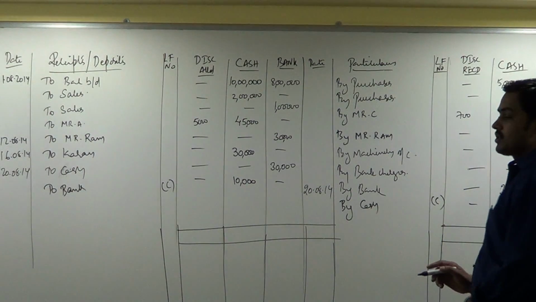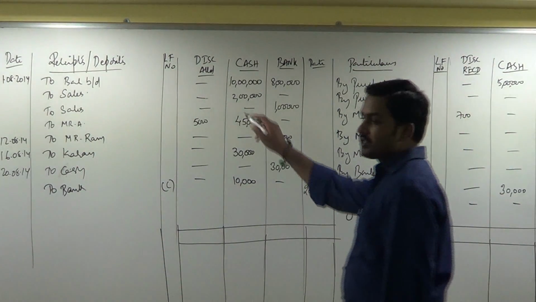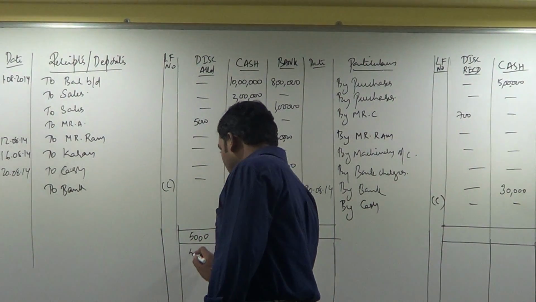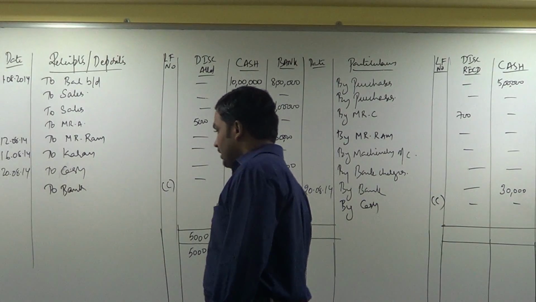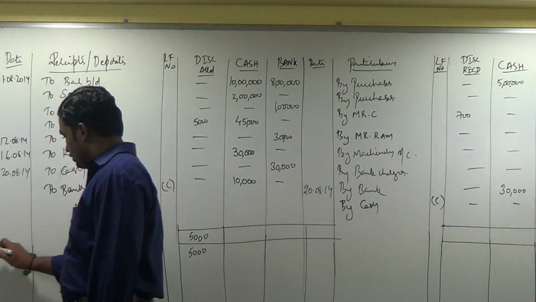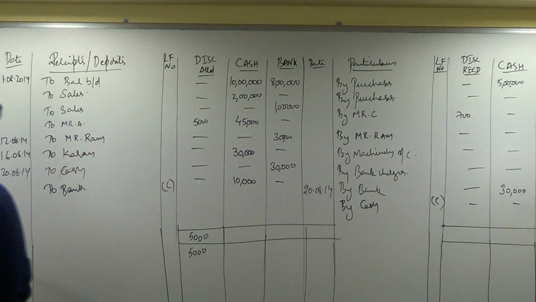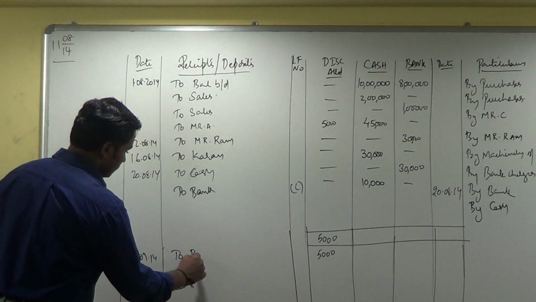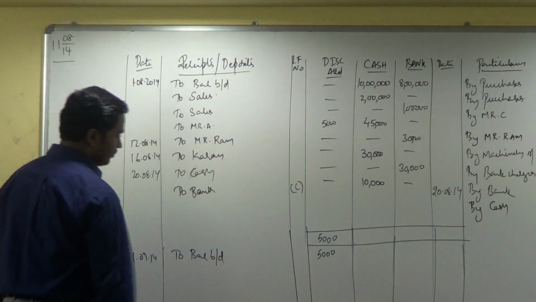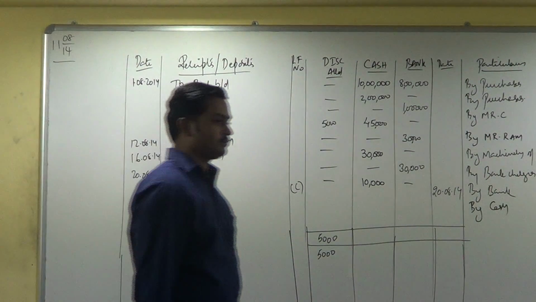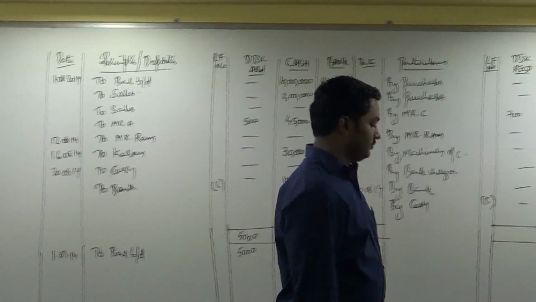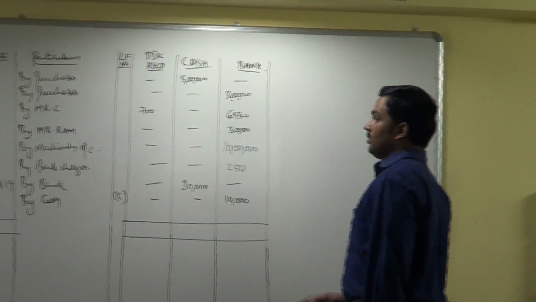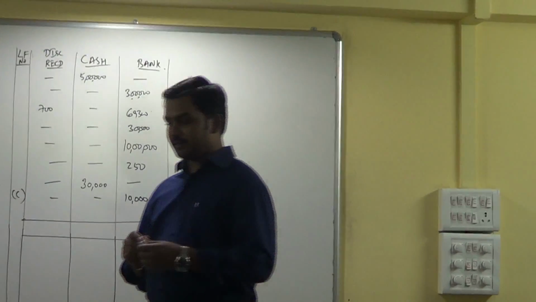You will always start with discount first. Totally discount allowed column, how much is it? 5,000. Write it in the next period. You will write 1st September 14 brought down. To balance brought down 5,000.